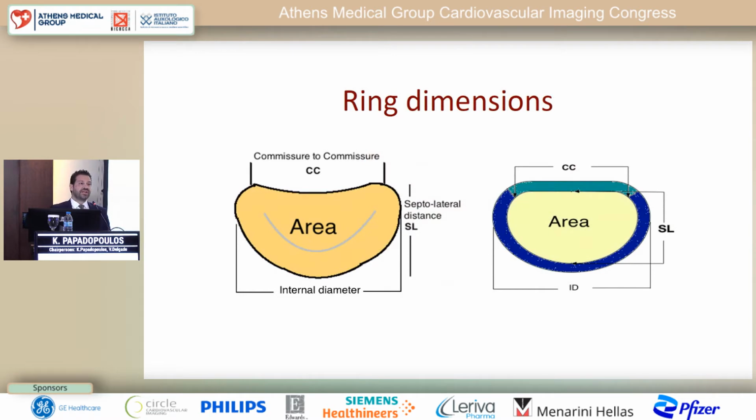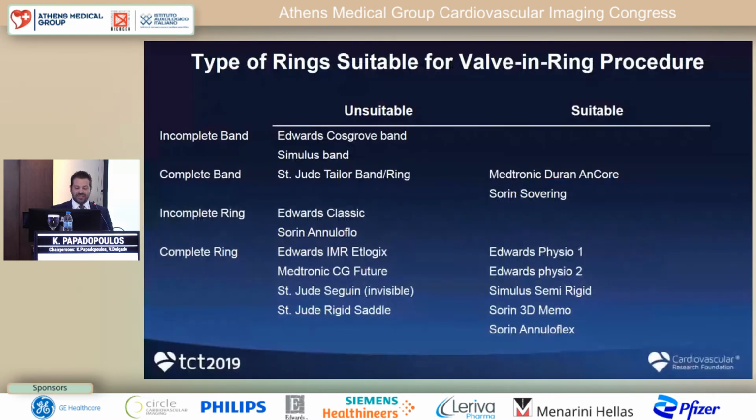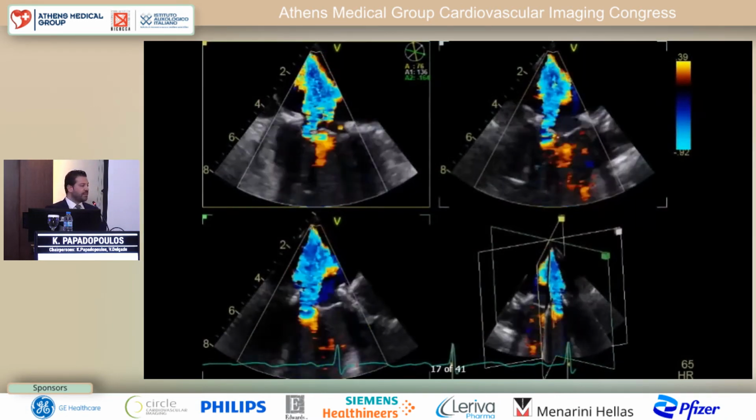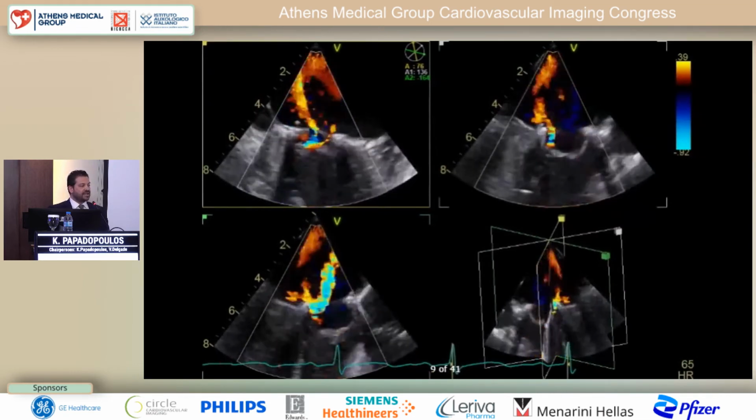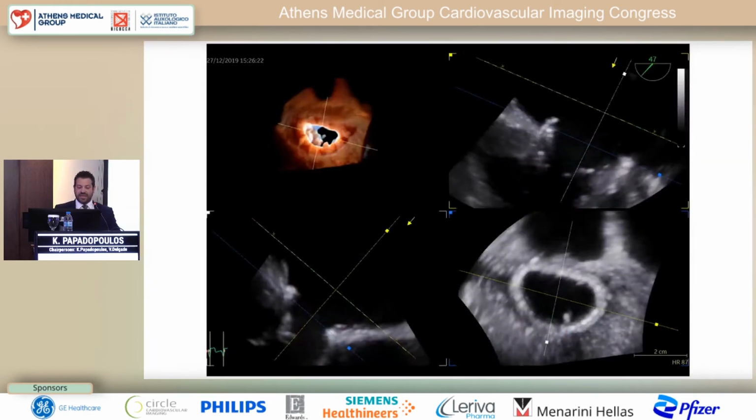If we have a ring, we need to measure the area, the circumference, and several dimensions if we want to implant a valve in ring, because we know that there are several types of rings that are suitable for this method. And if we have, for example, a patient with previous repair and the presence of a mitral ring, then we can take this nice flexi-slice image of the ring and we can measure accurately the area and all the measurements that we need for a valve in ring implantation.